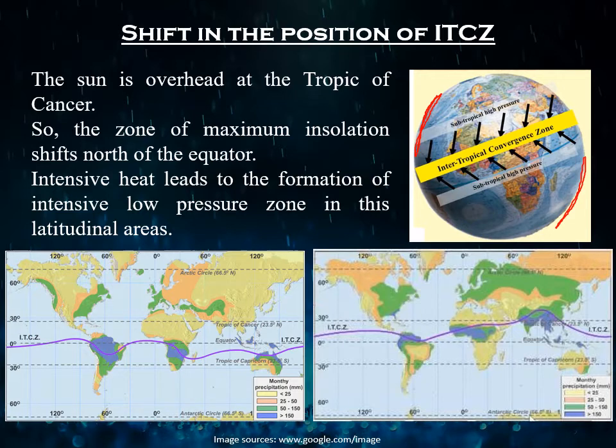So the zone of maximum insolation, that is where the maximum amount of incoming solar radiation is received at the Earth's surface, is also shifting. During northern hemisphere summer, the zone of maximum insolation shifts towards north, whereas during southern hemisphere summer, it shifts towards the southern hemisphere. So we may find two types of equator. One is the geographical equator, that always lies around 0 degrees at the middle portion of the Earth. Another is the meteorological equator.